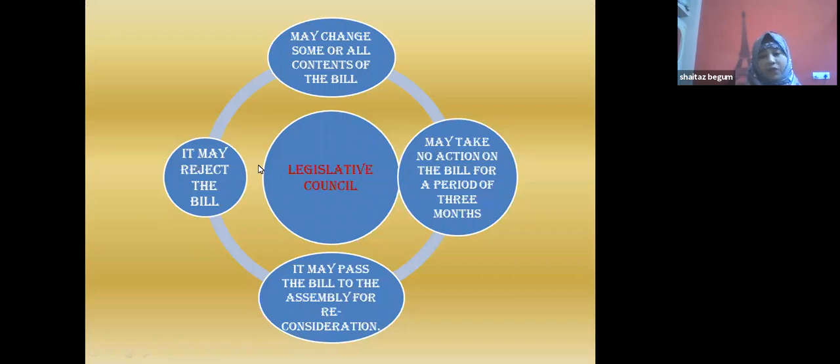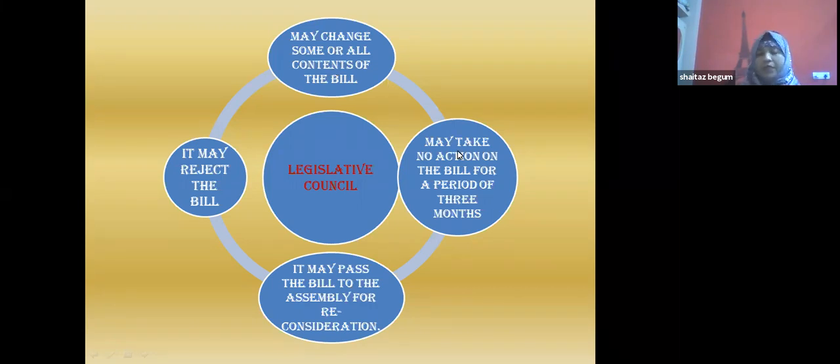So when the bill is forwarded to the legislative council for its approval from legislative assembly, there are 4 stages which the legislative council adopts. The first, when the bill is passed from the legislative assembly, in the legislative council, the speaker introduces the bill to the legislative council. The first option is it may directly reject the bill. Second possibility, it may change some or all contents of the bill.